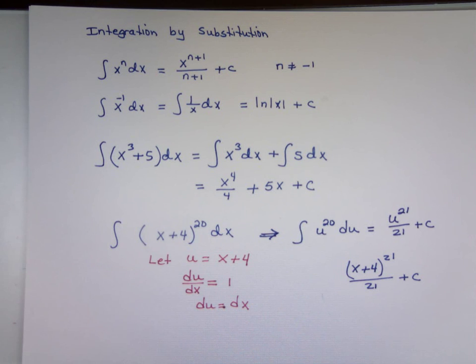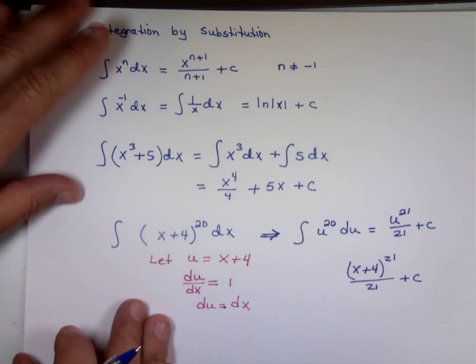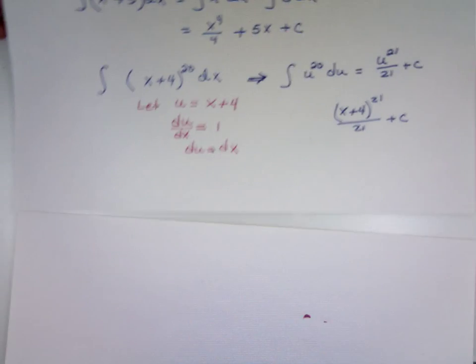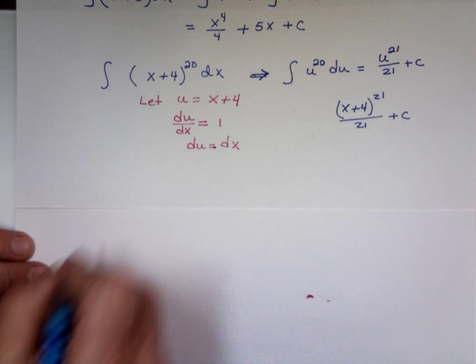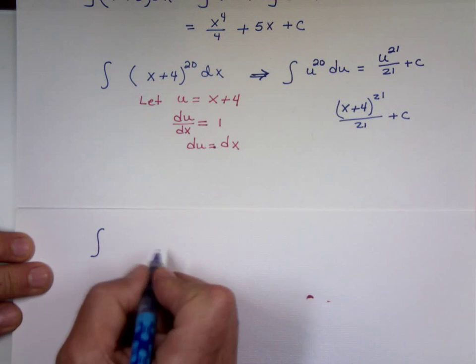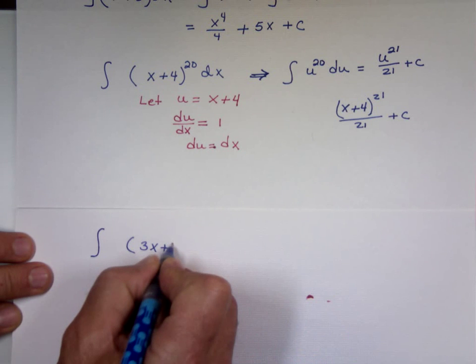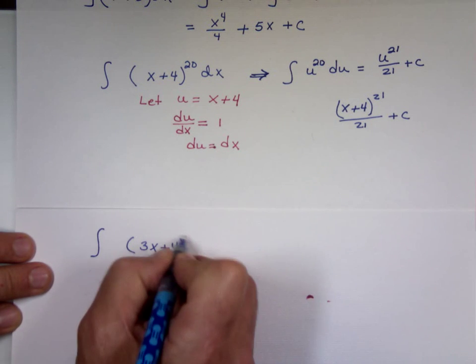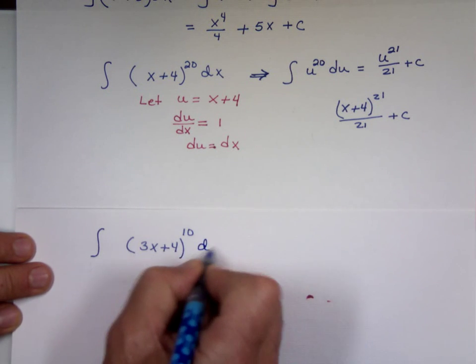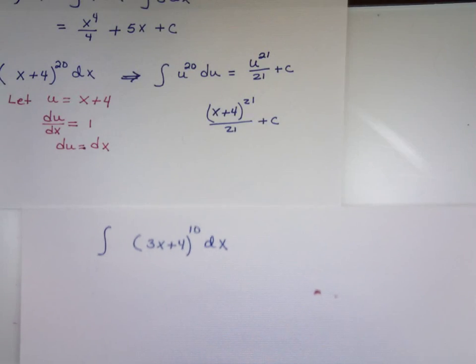Let me modify that problem just a little bit. Put a little twist in it. Instead of x plus 4, how about 3x plus 4 to the power of, I don't know, 10. Same thing.